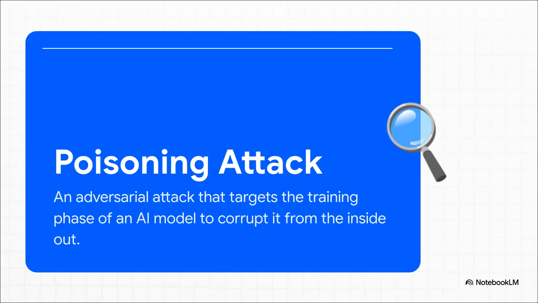So what is a poisoning attack? Well, at its core, it targets the AI's education. That's the training phase. So instead of trying to hack a finished product, the attacker gets in there and messes with the AI while it's still learning. They're embedding these little hidden triggers, these malicious behaviors, right into its brain.